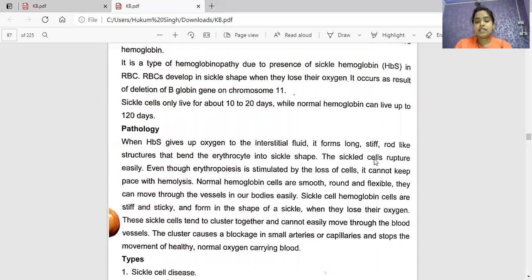Normal hemoglobin cells are smooth, round, and flexible. They can move through the vessels in our body easily. But sickle cell hemoglobin cells are stiff and sticky and form the shape of a sickle. When they lose their oxygen, these sickle cells tend to cluster together and cannot easily move through the blood vessels. The cluster causes blockage in small arteries and capillaries and stops the movement of healthy, normal oxygen carrying blood.